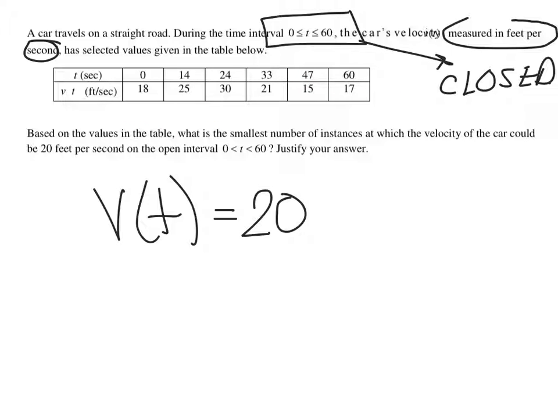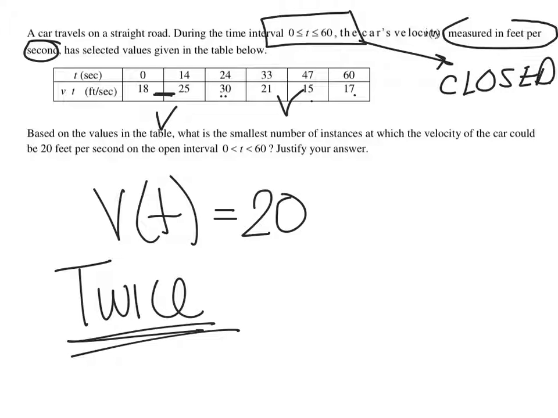If I went from 18 to 25, did you have to hit 20 at some point? Check. 25 to 30? No. 30 to 21? No. 21 to 15? Check again. 15 to 17? No. So right off the bat, I would say twice.